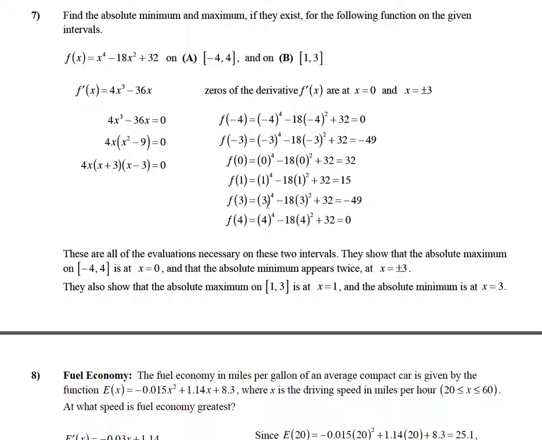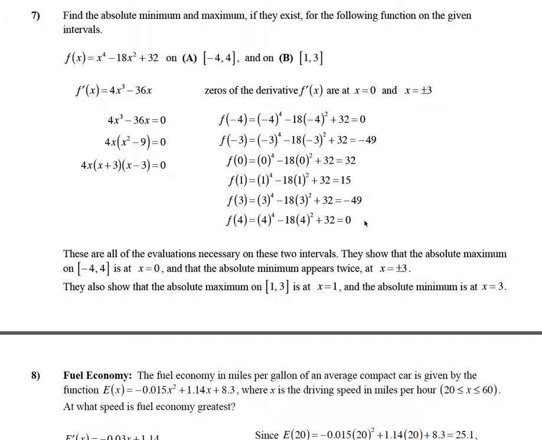And I went ahead and evaluated at 1 because that's one of the endpoints for the other interval. And so now we're just looking at the first interval first. At -4 the value is 0. At -3 the value is -49. At 0 the value is 32. At 1 the value is 15. At 3 it's -49 again, and at 4 it's 0.